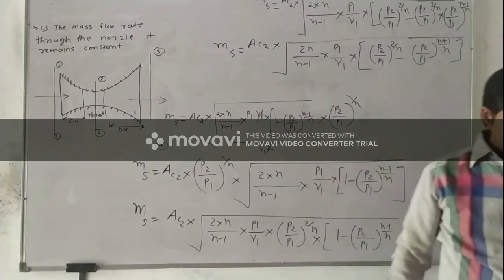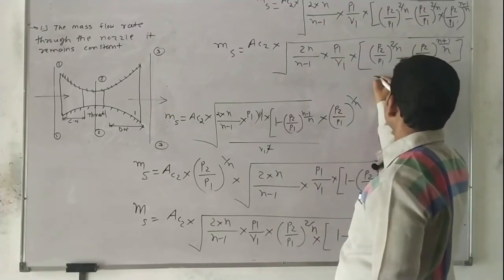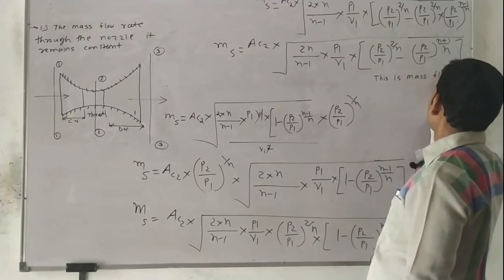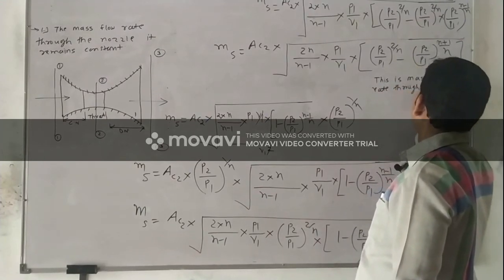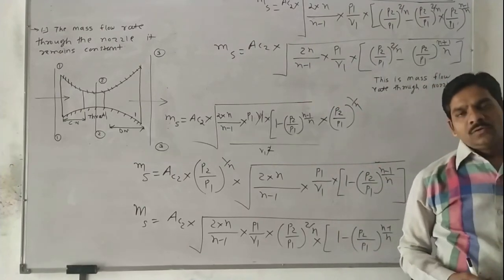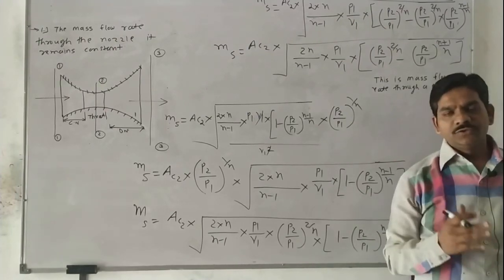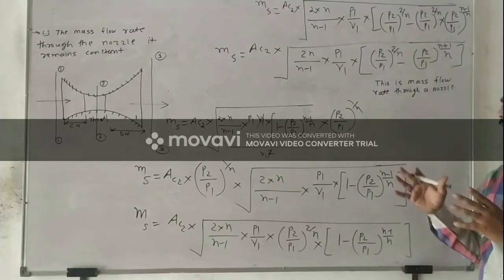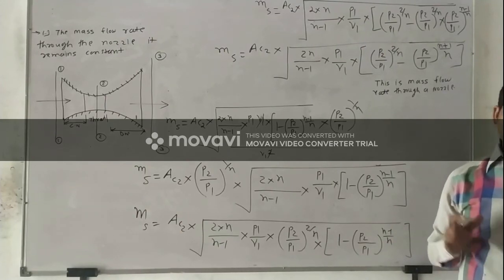Yes. So this is the mass flow rate through the isentropic nozzle. This is the final mass flow rate through nozzles, these final equations. So any difficulty? No. Okay. Any doubts? You ask the question to me. Okay, so I stop here. This is the final derivation answer, mass flow rate through the isentropic nozzles. Okay, so thank you very much.